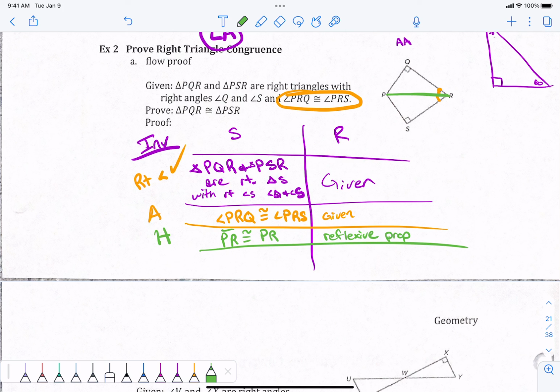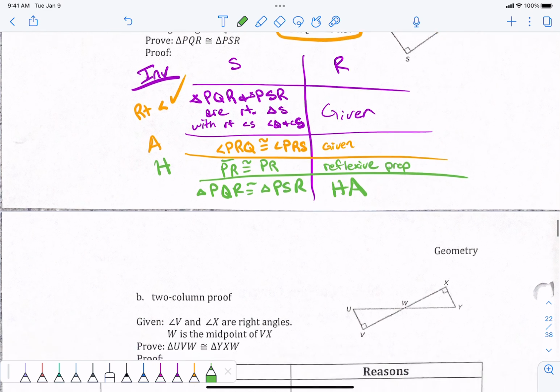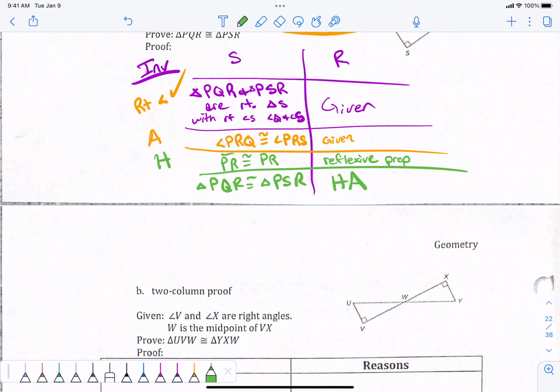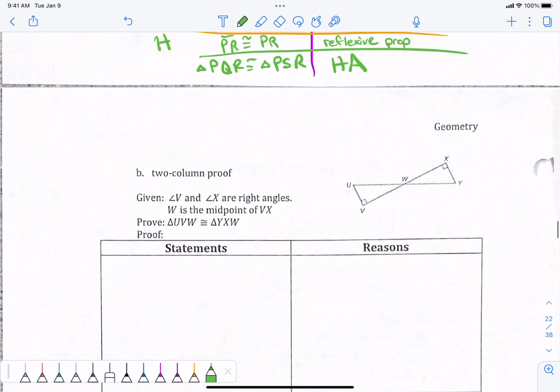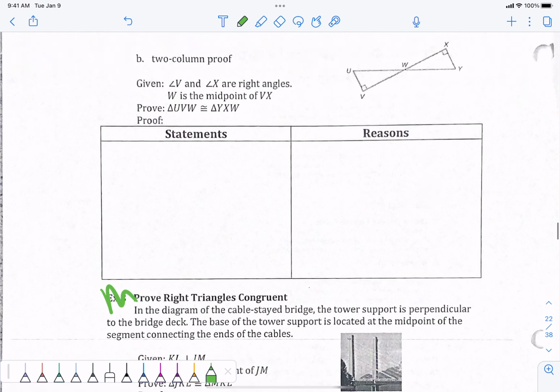So, in our inventory, we have that the right angle is established, and we have AH, okay? So these two triangles are congruent by hypotenuse angle. You see that? Good? Beautiful. All right, good? Yes? All right, we'll skip example 3, but we'll go down to this one, okay?